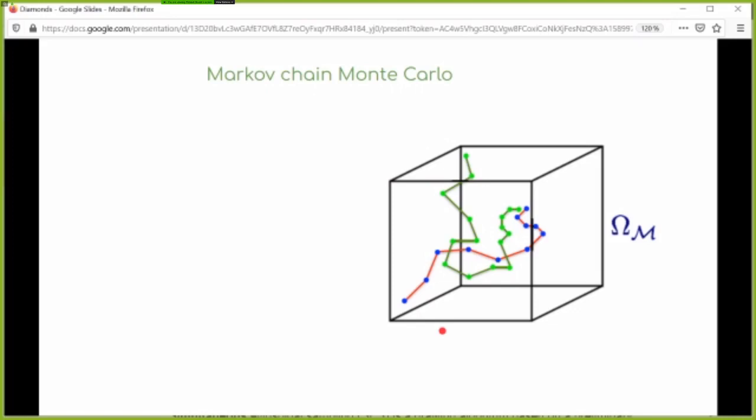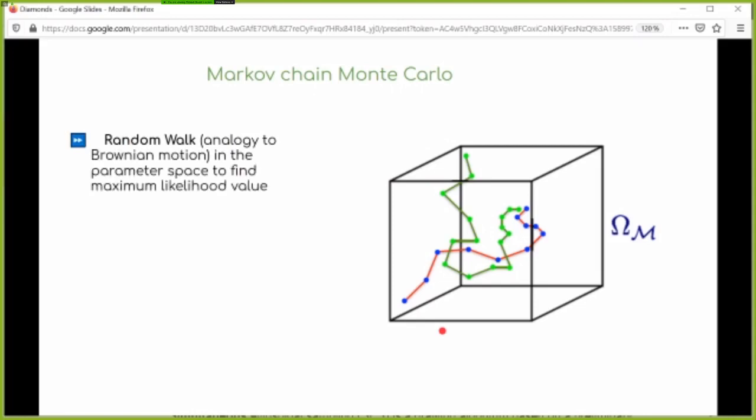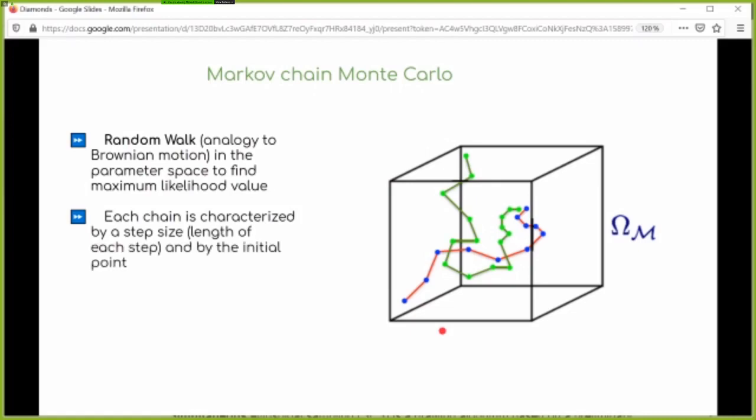Markov chain Monte Carlo is based on the random walk analogy to Brownian motion in the parameter space to find maximum likelihood values. Each chain is characterized by a step size and by the initial point. Accepting a new point is done if the likelihood is better than the previous one. And we repeat this process with another chain and many more until we sample the parameter space enough.